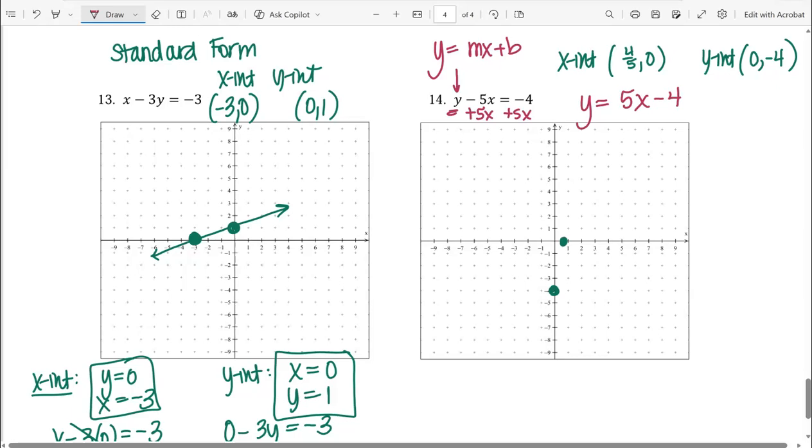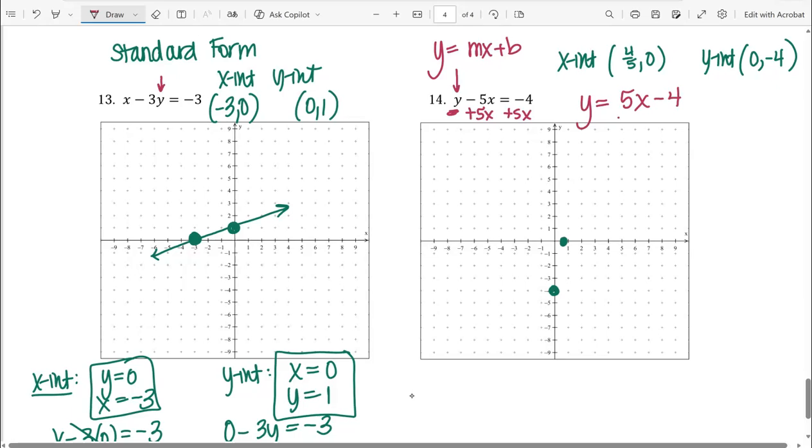Technically, you could do this for any standard form. But notice that it's not always quick and easy. If I try to do that for 13, I would have had to deal with the x, I would have had to deal with negative 3, and it probably would have gotten weird. But if y already looks to mostly be by itself, this could be an option for you. It will give you the same line.